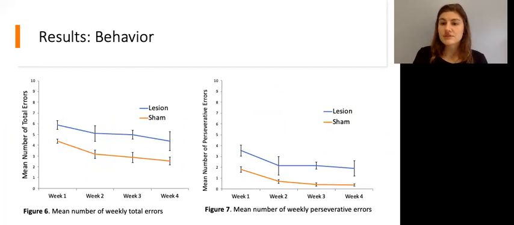The behavioral data shows that rats that received the disconnection surgery did make a significantly greater number of both total and perseverative errors in the Y maze over the 4 weeks of testing. The figure on the left shows the average total number of errors, and the right shows the total perseverative errors. There's also a significant main effect of time for both types of errors, meaning both groups are improving over the 4 weeks, but there's no evidence of recovery of the lesion group compared to the sham group.